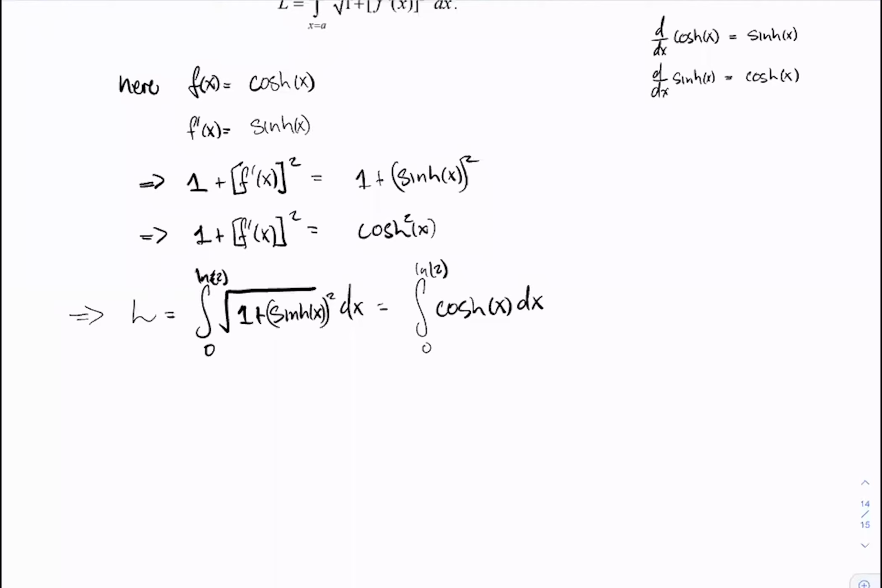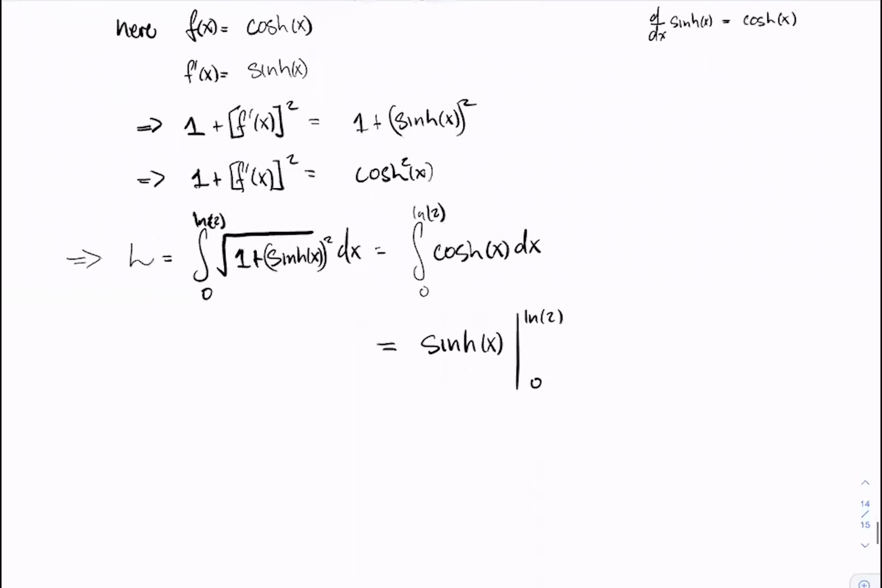And when we integrate cosh, we all know that we end up with sinh of x, right? And we have to evaluate this between ln 2 and 0. So our answer seems to be sinh of ln 2 minus sinh of 0. This then gives us sinh of ln 2 as our final answer.